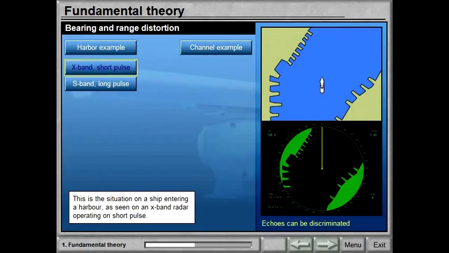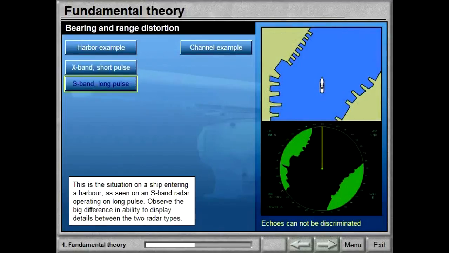This is the situation on a ship entering a harbour, as seen on an X-band radar operating on short pulse. This is the situation on a ship entering a harbour, as seen on an S-band radar.